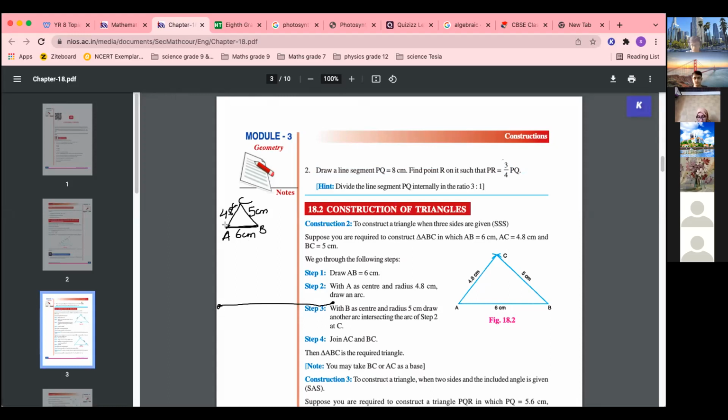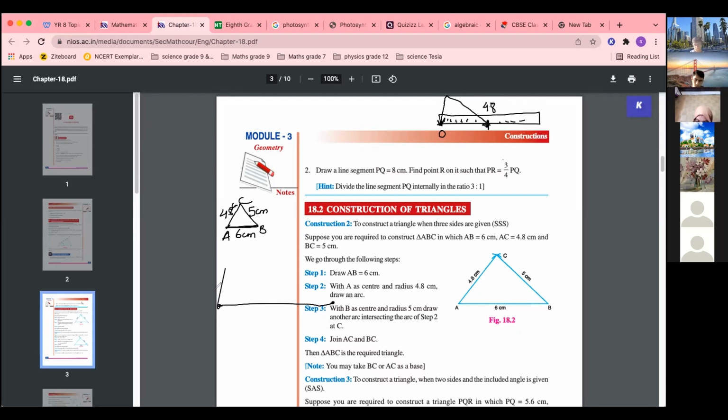Then take a compass, and with the scale, you have to measure 4.8 centimeter on the compass divider. You know how to measure, right? Place the scale here, put one end of the compass on 0, like this. Suppose this is a scale, right? I have to measure 4.8. Here is 0 and here is 4.8. On the scale, this is 4.8. So I'll put one end of the compass at this point 0 and the other end of the compass at 4.8. Now this measurement of compass is 4.8.